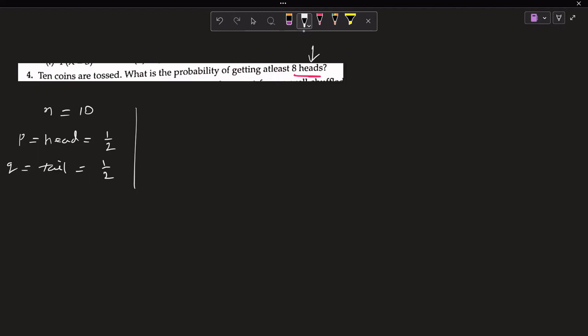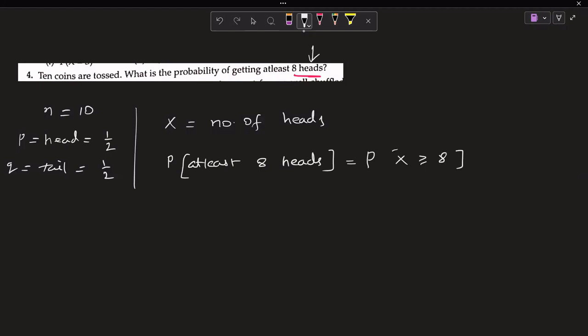Okay, so N is 10. So at least 8 heads. Let us suppose X is equal to number of heads. So he is asking at least 8 heads. So that is equal to probability of X greater than or equal to 8. So what is X greater than or equal to 8 means? P of 8, P of 9 and P of 10.